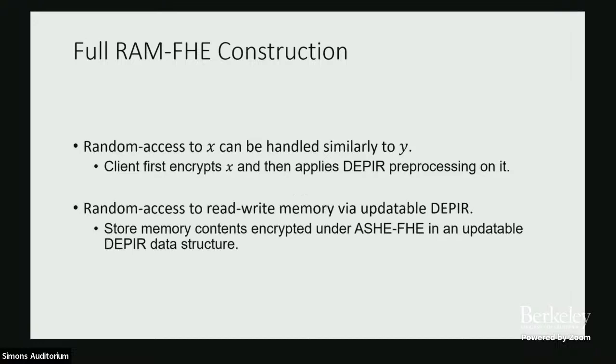Random access memory is a little more tricky, but we're essentially going to use some sort of an updatable DEPIR to keep track of working memory during the computation. Updatable DEPIR was talking about public memory. So here we're going to need to use an encrypted version of memory with updatable DEPIR to handle this, but it can be done.